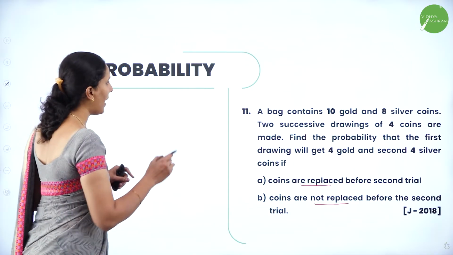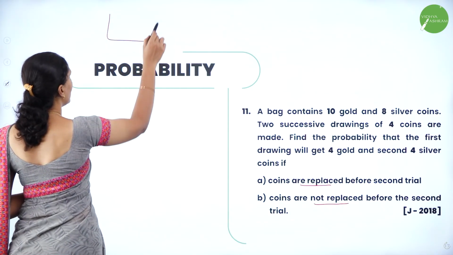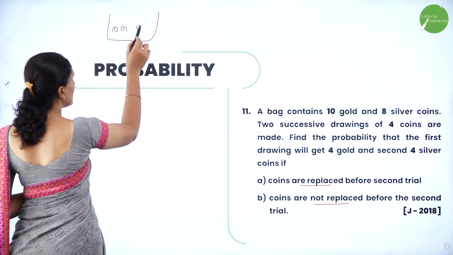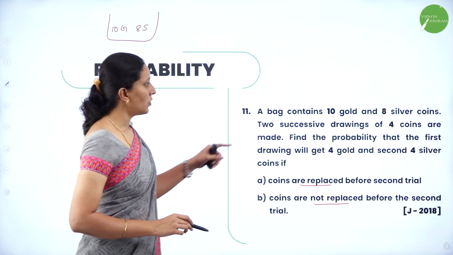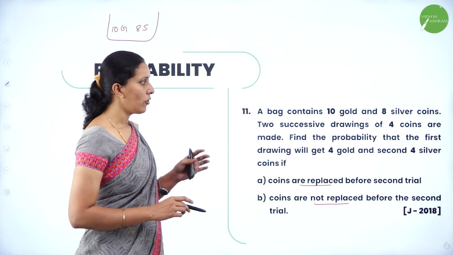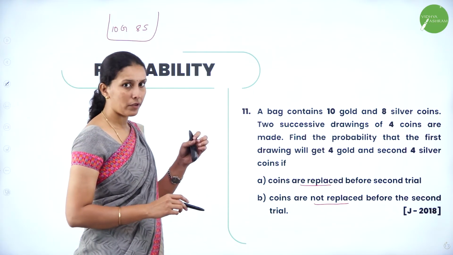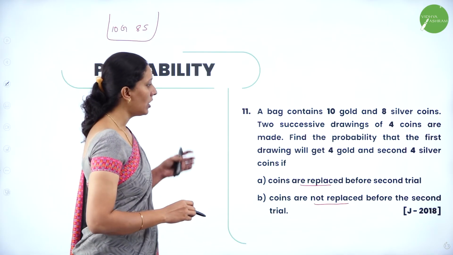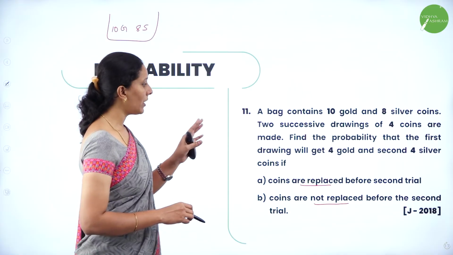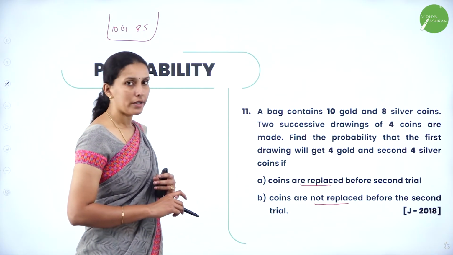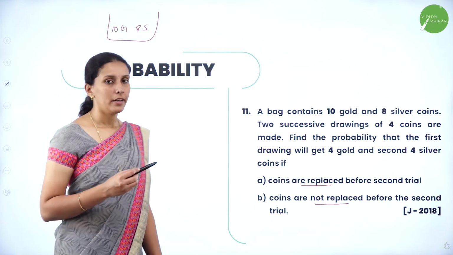So now consider a bag with 10 gold and 8 silver coins. We need to make 2 successive drawings of 4 coins. That means every time we need to choose 4 coins, in the first trial as well as the second trial. We need to find the probability that the first drawing is 4 gold and the second is 4 silver.